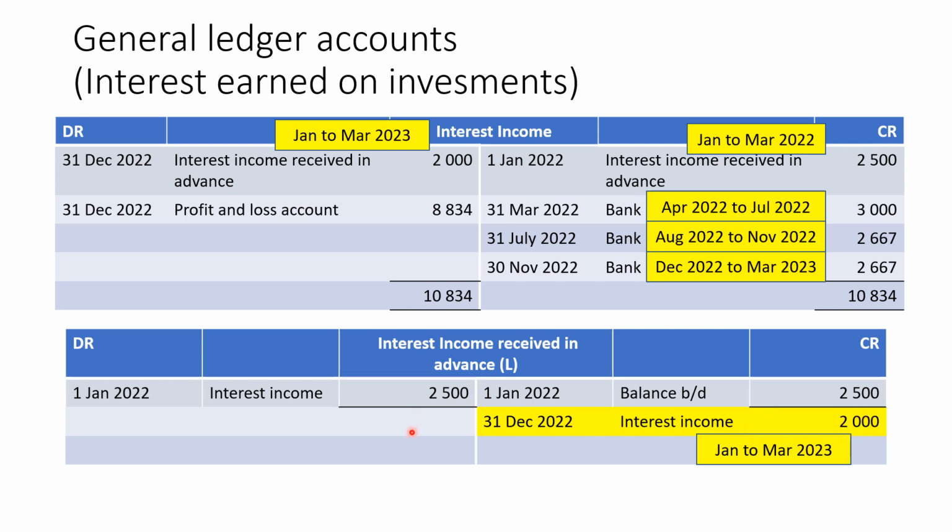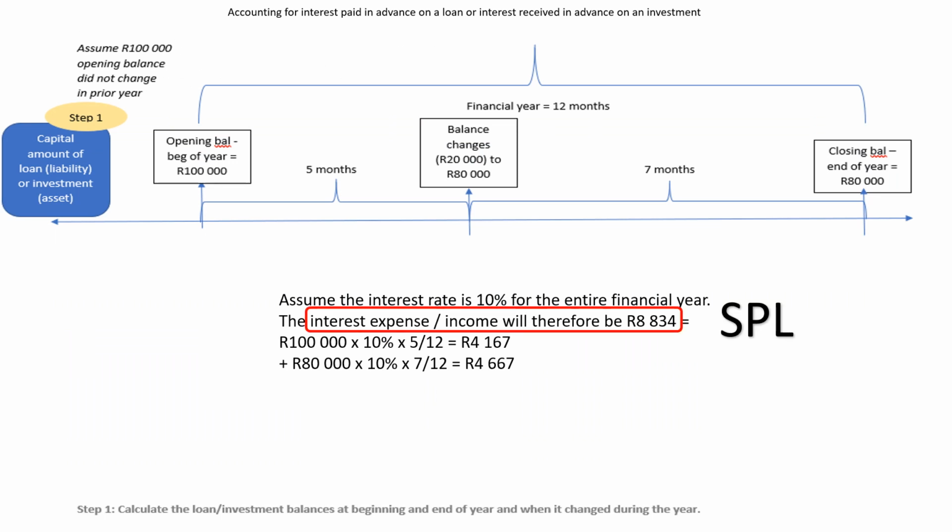So the beginning of the next year, I will reverse it like I did at the beginning of the current year. So the amount then of the interest income, if I take the credits and I subtract the debit, that is my interest income received for the year, which I'm going to show as interest income in my statement of profit and loss.